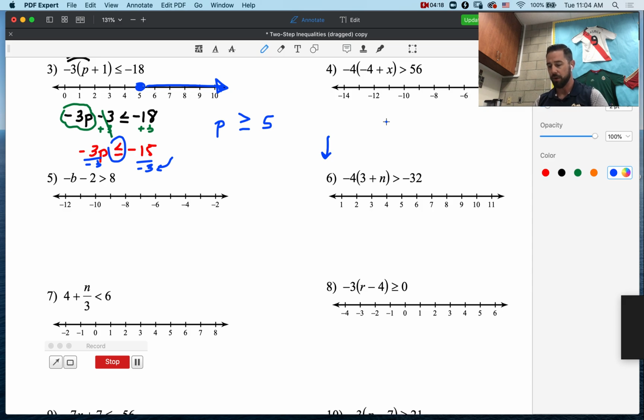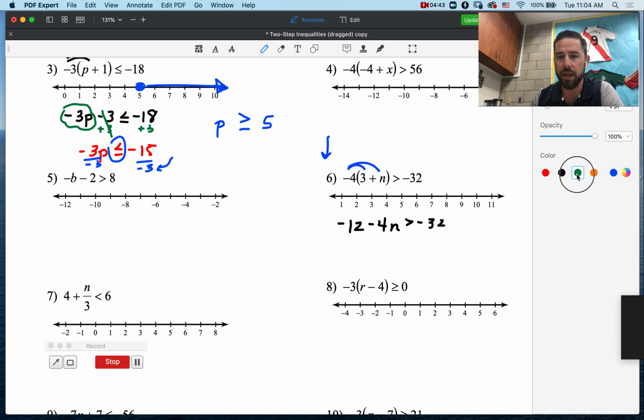Hopefully you did it. If you didn't, press pause and complete it, and then press play. But the first thing we're going to do with 6 is distribute. So we have negative 4 times 3 is negative 12. Then we have negative 4 times positive n, which is negative 4n. And then we have this sign right here. And then we have our negative 32.